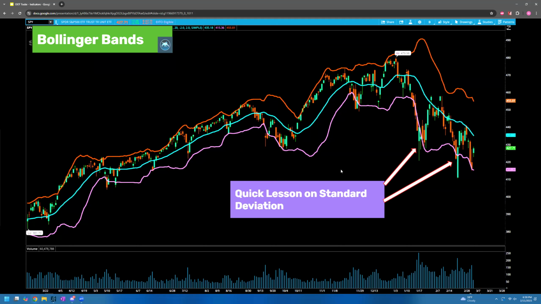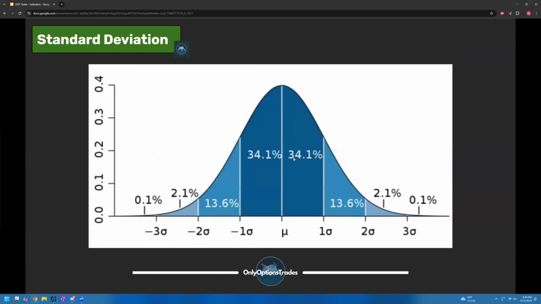Oh, I forgot I had this lesson on standard deviations. Yes, this is basically what I said before, where plus 2 standard deviations and minus 2 standard deviations is about 95% of all the data in a set. Outside of two standard deviations is very low probability, and outside of 3 is even less.